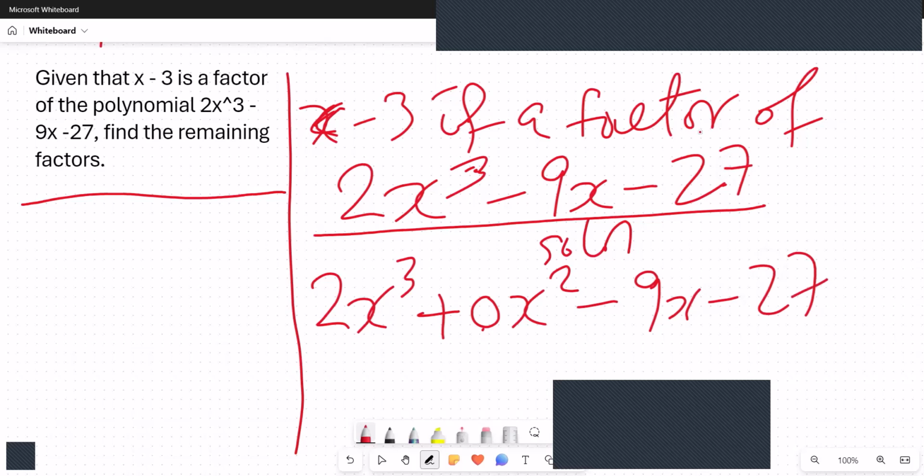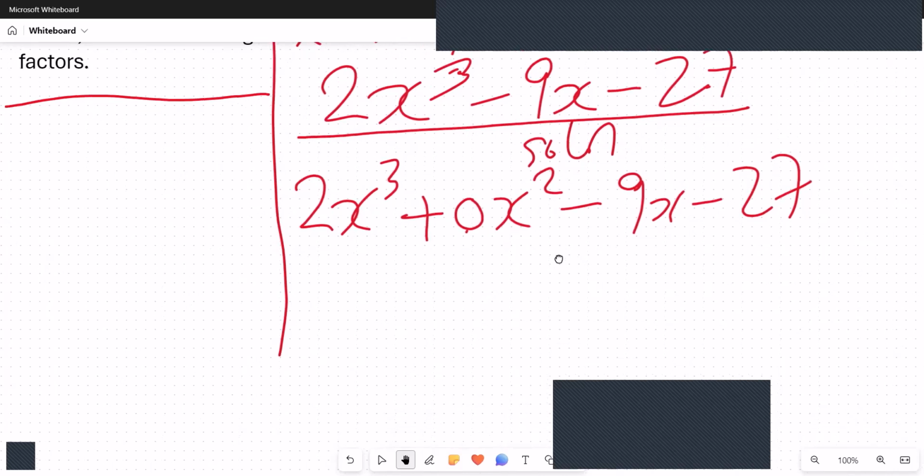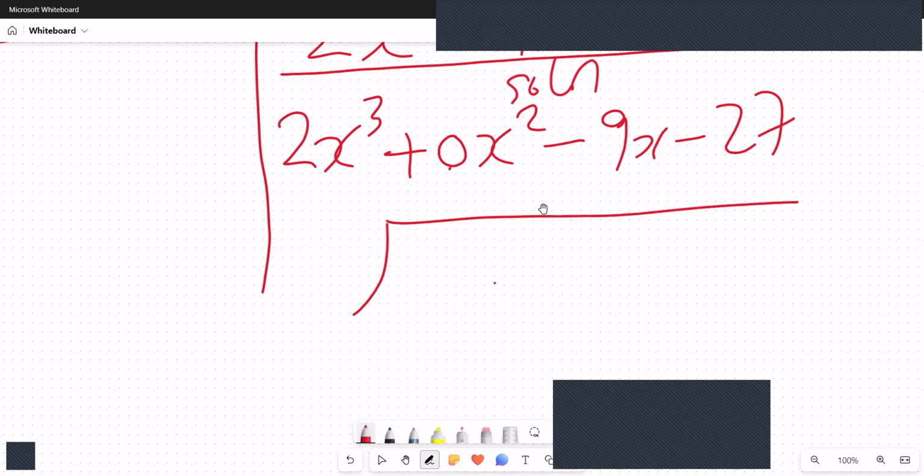All right, so the next thing I want to do is I like using synthetic division, or you may be told to use synthetic division. So you must know how to do synthetic division because you actually need it to solve polynomial equations. So I'm going to find the missing factors synthetically. I'm going to collect the coefficients of the polynomial. That's 2, 0, negative 9, negative 27.